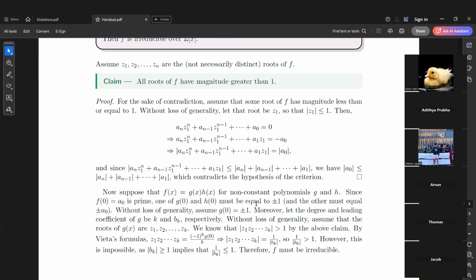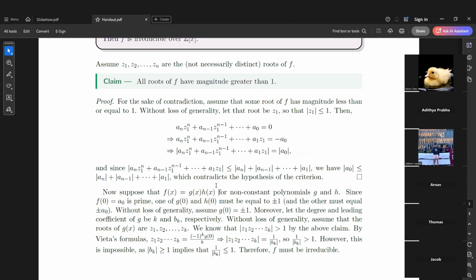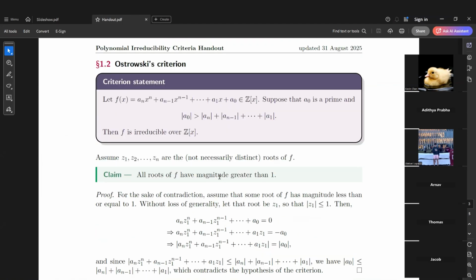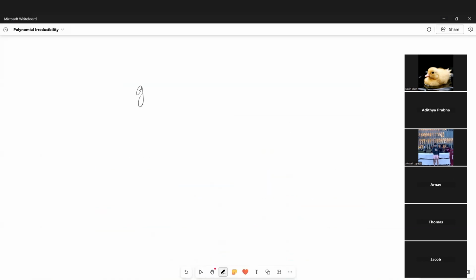again, similar to Eisenstein's criterion's proof, we assume that f of x is equal to g of x times h of x, again for non-constant polynomials g and h. And back in the criterion statement, we have a0 is a prime number. So that means g0, without loss of generality, is equal to plus or minus 1, and h0 is equal to plus or minus a0.